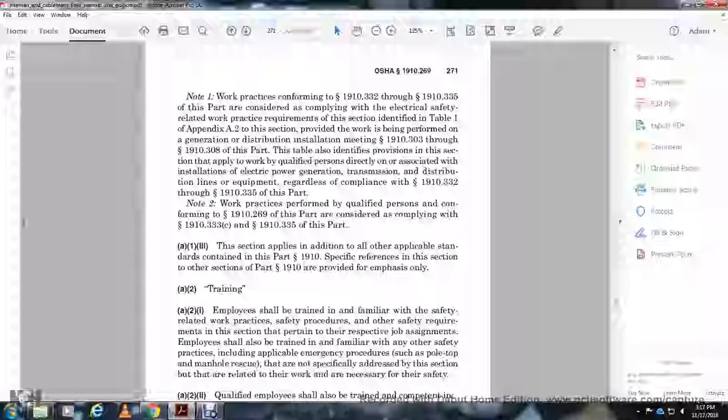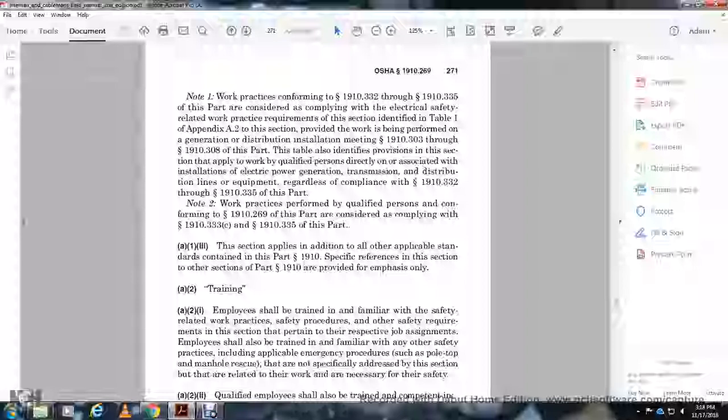Conservative compliance with the electrical safety-related work practice requirements of the sections identified in Table 1 and Appendix A-2 is sufficient, provided the work is being performed on generation or distribution installations meeting 1910.303 through 1910.308 of this part. The table also identifies the provisions of the section that apply to work by qualified persons directly associated with the installation of electrical power generation, transmission, and distribution lines and equipment that require compliance with 1910.332 through 1910.335 of this part. Note 2: work practices performed by qualified persons that conform to 1910.269 of this part.